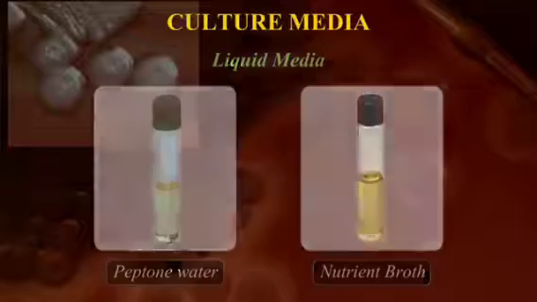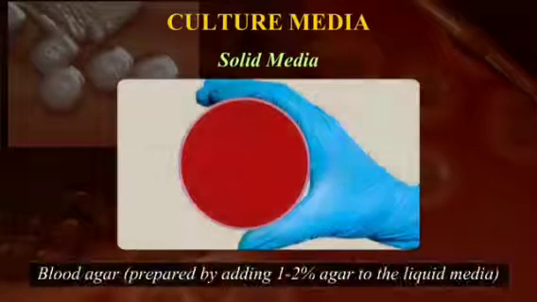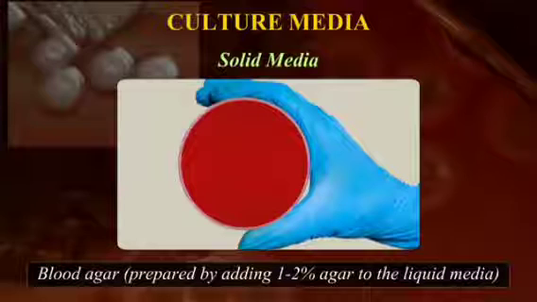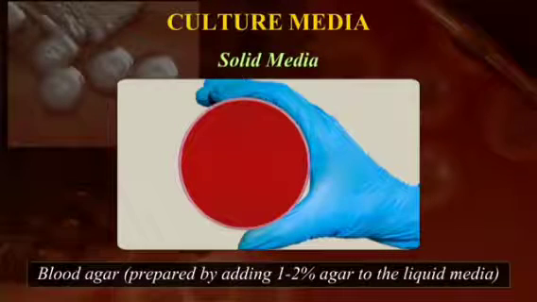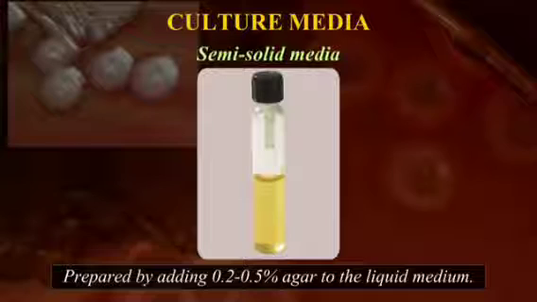nutrient broth, and solid media, such as blood agar, which is prepared by adding 1 to 2% agar to the liquid media. Besides these two, semi solid media are also used, which are prepared by adding 0.2 to 0.5% agar to the liquid medium.